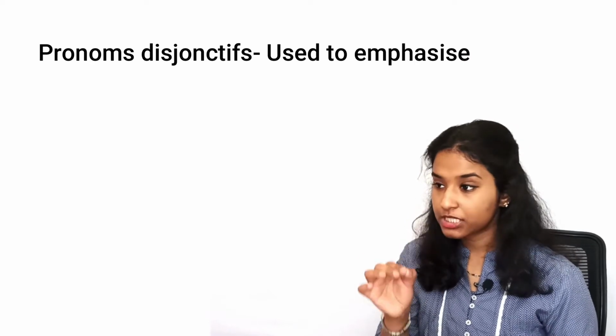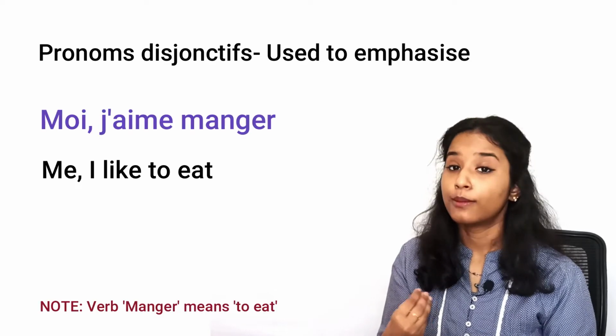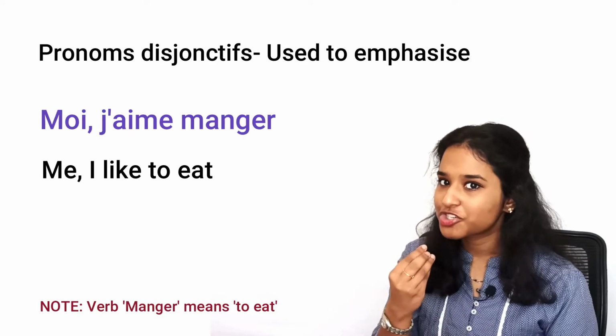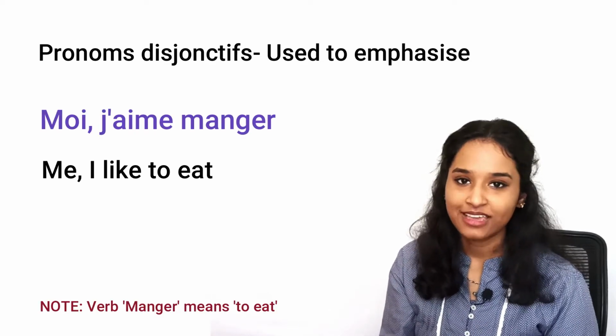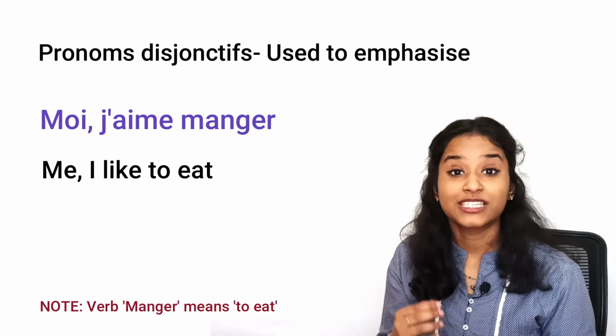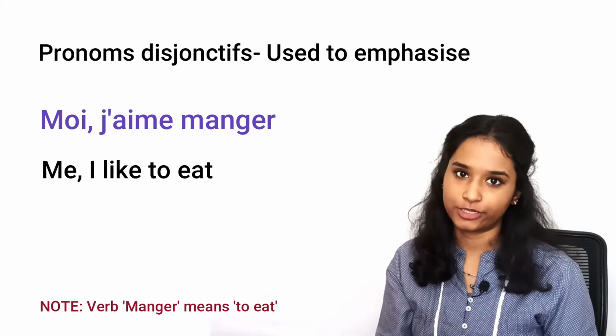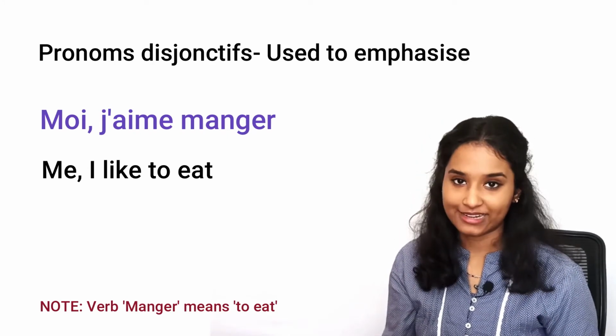I told you that pronom disjonctif is used to emphasize a particular person that we're referring to in the sentence. For example, moi, j'aime manger. I like to eat. I could have just said j'aime manger. I like to eat. But I'm stressing that I'm talking about myself. So I'm saying me, I like to eat. So that is why I added moi.